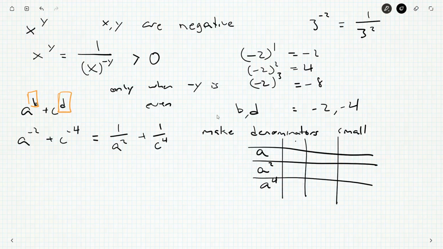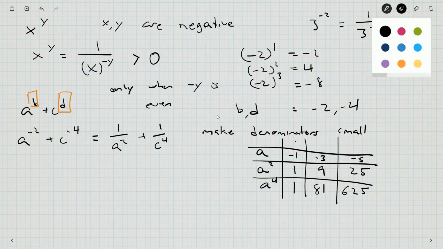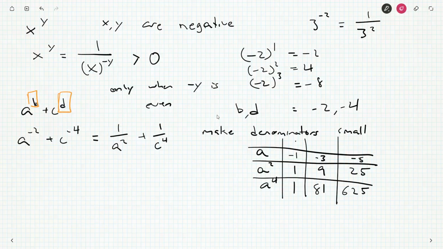So if a is -1, we get -1 squared is 1. -1 to the 4 would be 1 as well. Again, positive values are good things. With -3 and -5, suddenly we're looking at a squared is 9, a squared is 25. And we also get things like 81 and 625. If we want to make the denominators small, what are the smallest possible things we could have? We could have c be -1, and we could have a be -3. That'll minimize these.